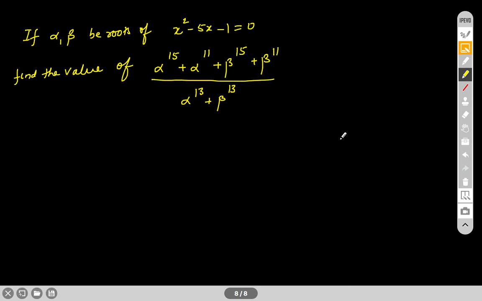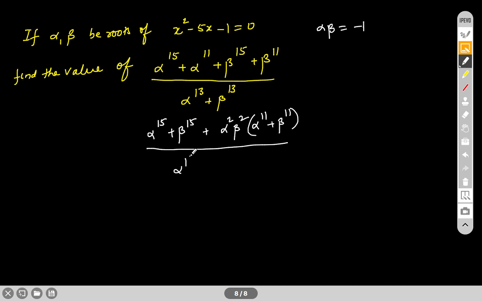See, there's a trick here. What is alpha into beta here? Can I say alpha beta is -1? So now what I'll do is, this alpha 11, beta 11, I'll segregate like this, okay? And I will introduce an alpha square, beta square over here. Does it make any difference because ultimately I'm multiplying with 1? -1 square.